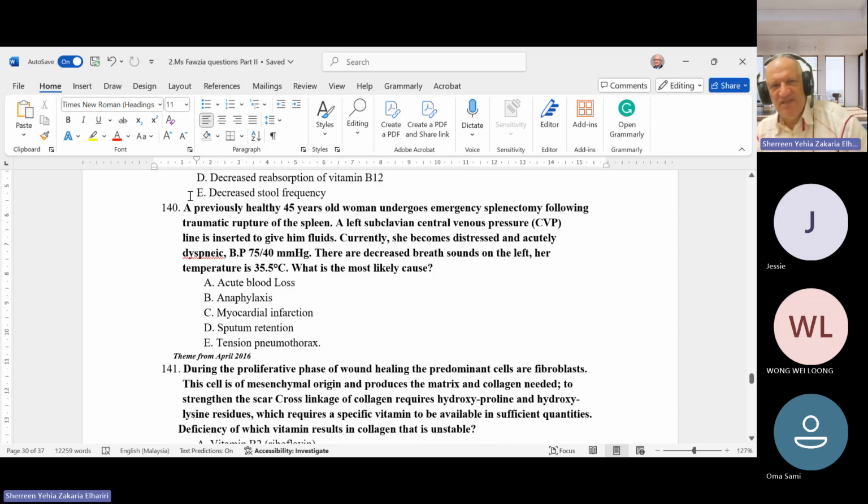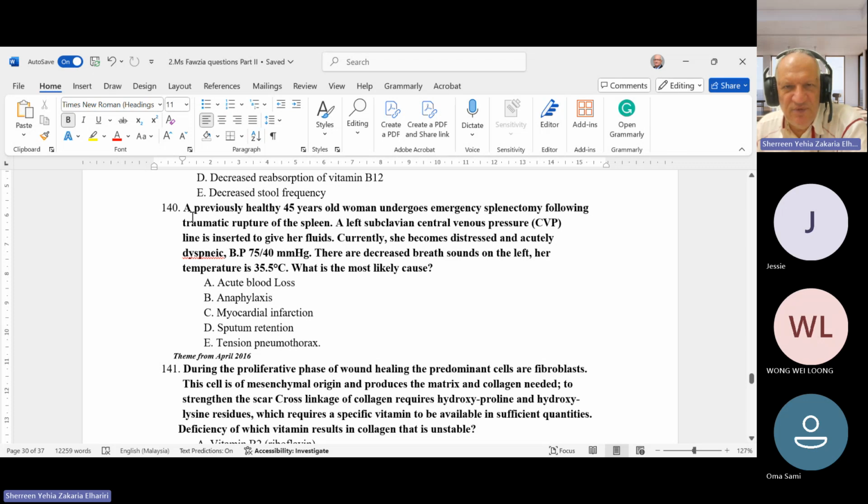Next question, a previously healthy 45 years old woman undergoes emergency splenectomy following traumatic rupture of the spleen. A left subclavian CVP line is inserted, and she is given fluid. Okay, currently she becomes distressed and acutely dyspneic, blood pressure low, decreased breath sound on the left, her temperature is hypo. What is the most likely cause?